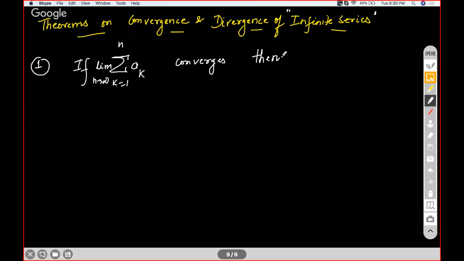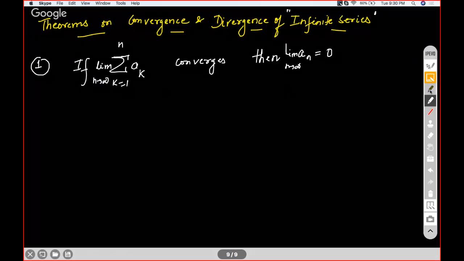it definitely implies that the limit of an as n tends to infinity would be 0, but not the other way around. That's the mistake Shreya made. If this is 0, that doesn't imply this converges, but if this limit of the sum converges, that means an has to be 0.